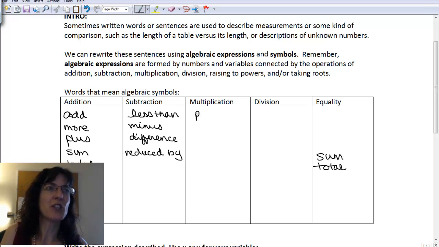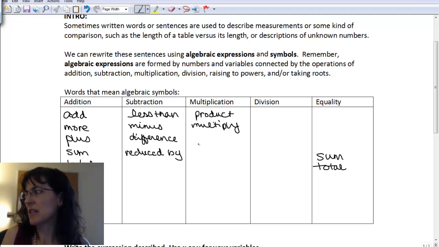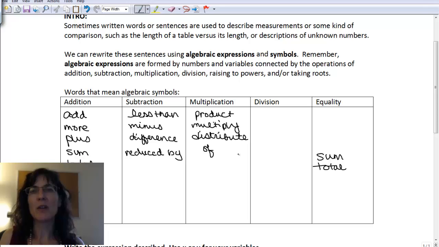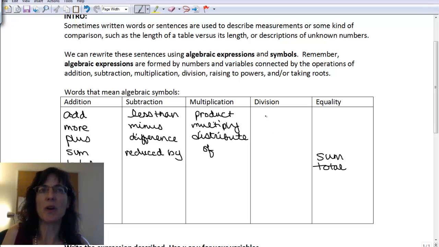For multiplication, you might see the word product or multiply. You might see distribute. And then my favorite, short one, the word of. So if I had 3/5 of 7, that would mean multiply as well.